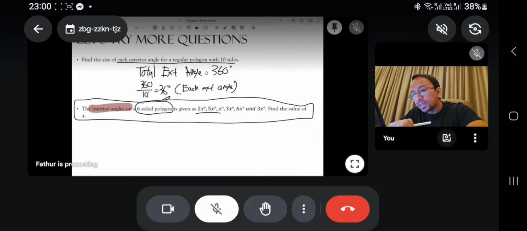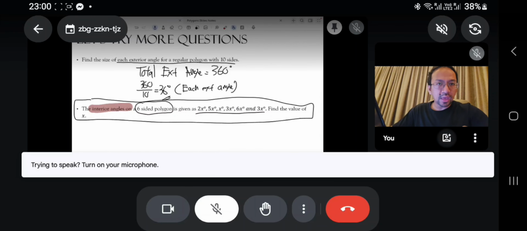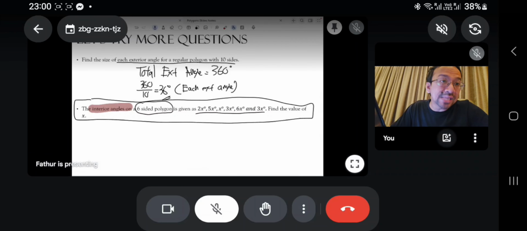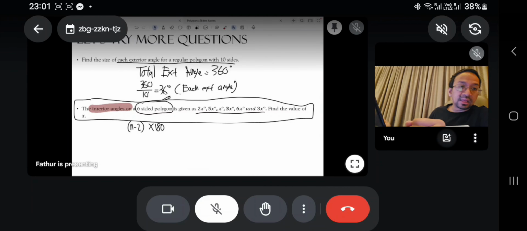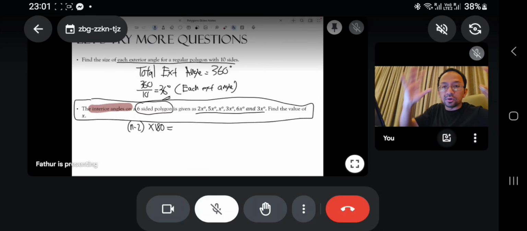They give you all the angles, right? When they give you all the angles, what must you do? Always find the sum, the total, right? So the total angle will be, what's the formula again? You have n minus 2 times 180 degrees. So this n minus 2 times 180 degrees is the sum of all the angles.